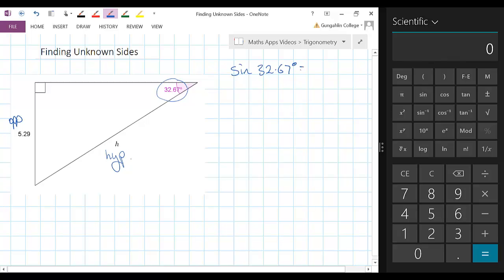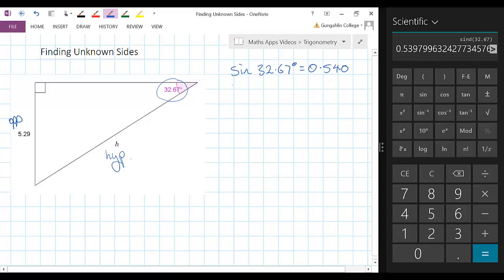Once again, we need a calculator to do this. 32.67 degrees, and find sine of that number. And it's a little over a half. It's 0.540. In this particular case, I have to round up the 9 because there's a 7. That rounds the 9 up to 10. So I have to have a 0 here, and I'll change the 3 to a 4. So 0.534 if I round that correctly.